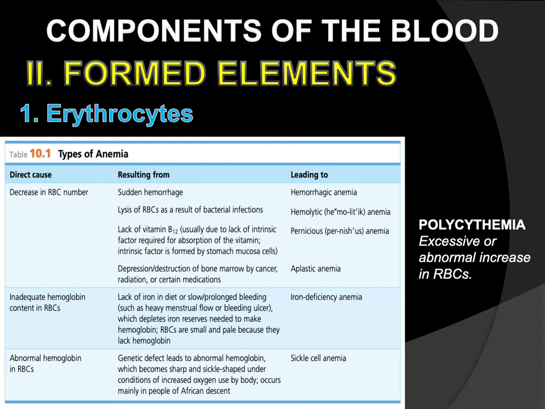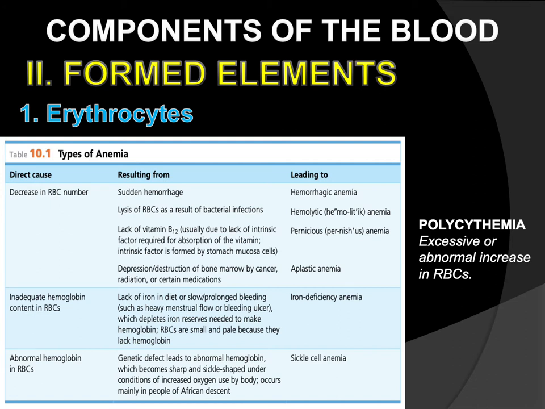And lastly, if there is a decrease in RBC number because of the actual destruction or depression of the bone marrow, remember, the bone marrow produces RBC, because there is cancer, or maybe radiation, or certain medication effects, we call that aplastic anemia. Another cause of anemia is inadequate hemoglobin content. And obviously, a lack of iron in diet or a slowly prolonged bleeding, such as heavy menstrual flow or internal bleeding, there could be an iron deficiency anemia.